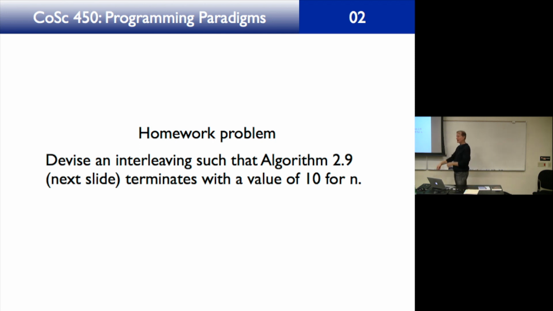For your homework for Monday, now you have this concept of how these things can be interleaved, right? Watch this. There is an algorithm that our author gives. It's 2.9, and let's take a look at 2.9. What you have to do is determine an interleaving so that this concurrent program will terminate with a value of 10 for N.